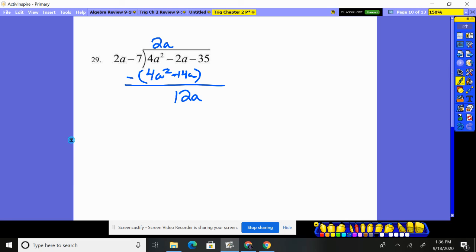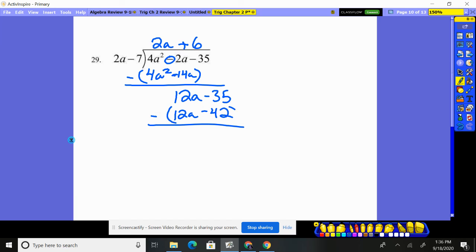This is going to give you positive 12a there because minus negative 14a changes to plus 14a. And a positive 14a and a negative 2a right here goes away to 12a. Bring down my 35. 2a times what is 12a? That looks like a 6. 6 times that, 12a. 6 times 7 is 42.